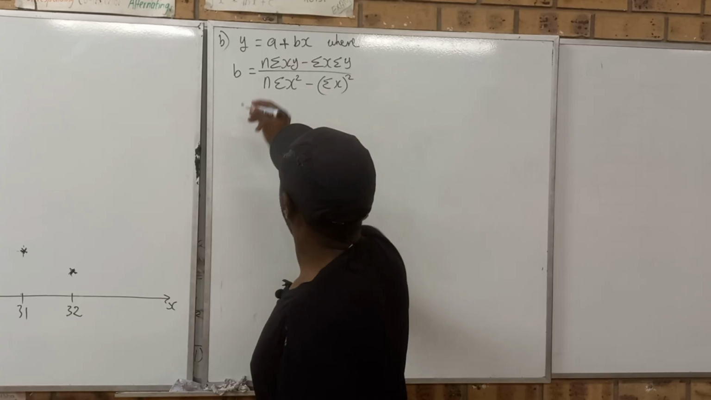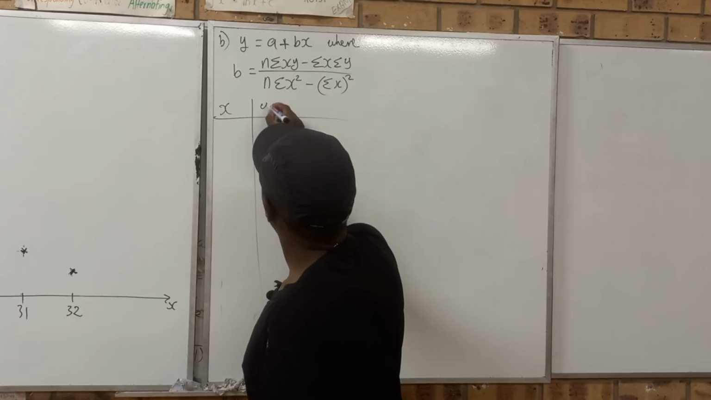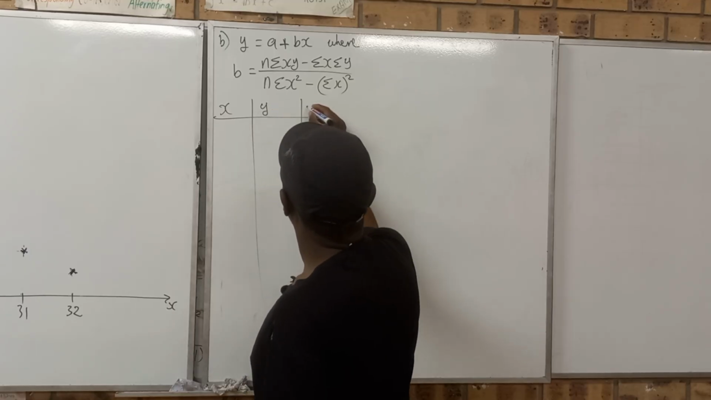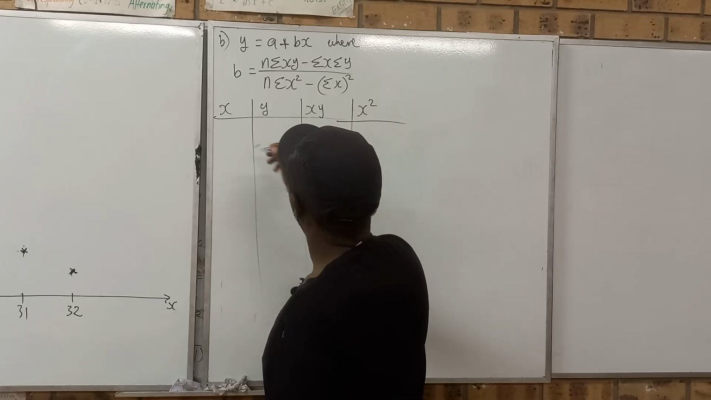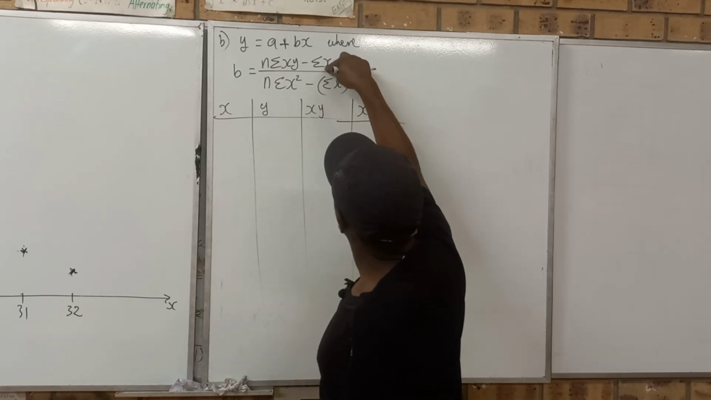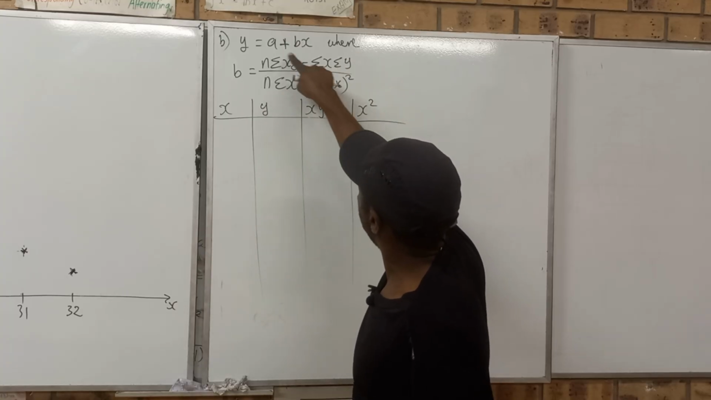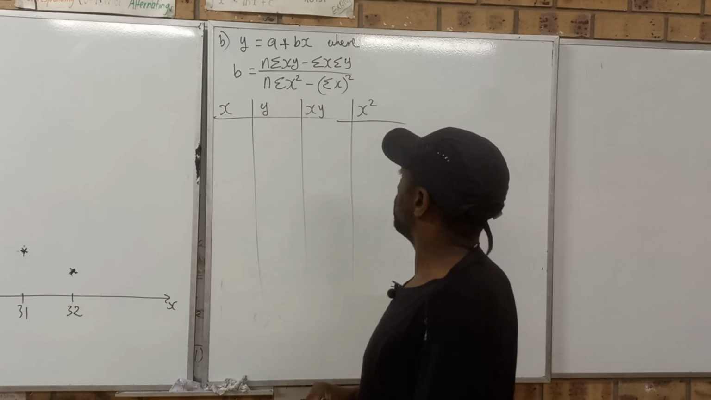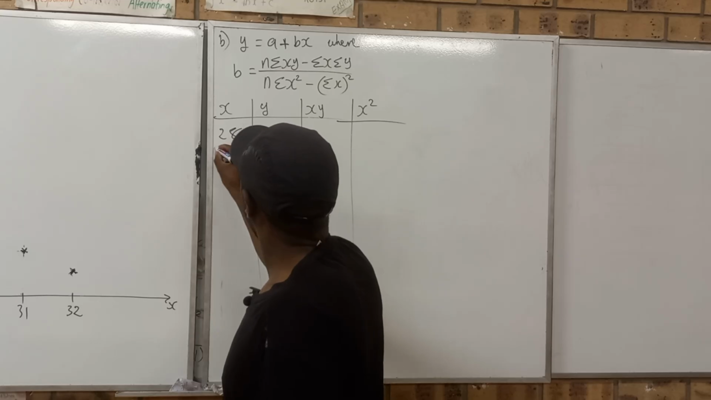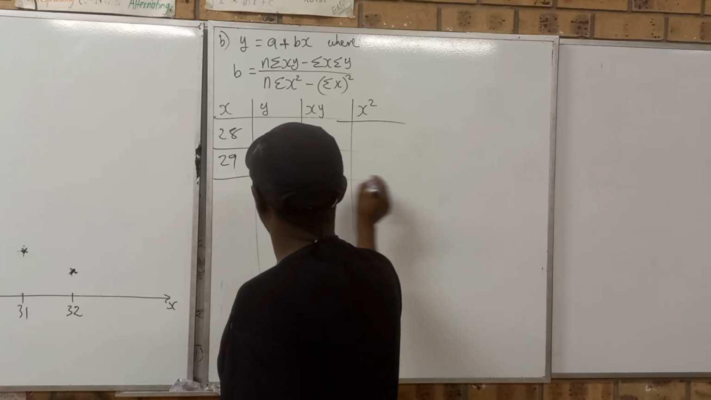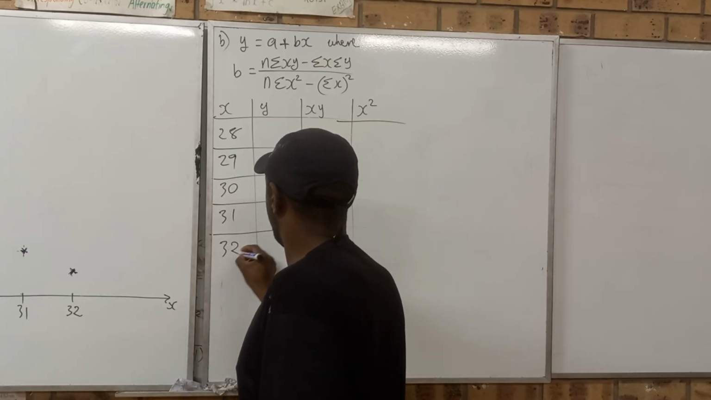So to create the table, since it's not given to us here, I'll get my x, I'll get my y, then I'll get my xy, then I'll get my x squared. So you see, my x and y will lead us to the sum of x and sum of y, xy will lead me to this sum, x squared will lead me to that one. So I can now put my numbers. My x values are 28, 29, 30, 31, and 32.